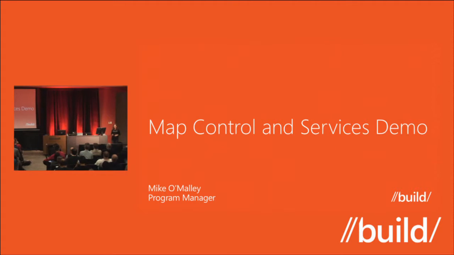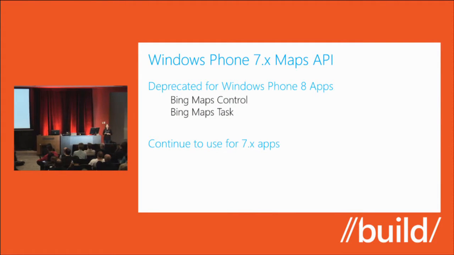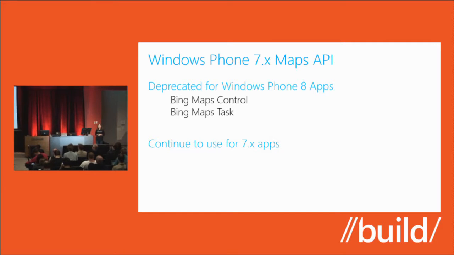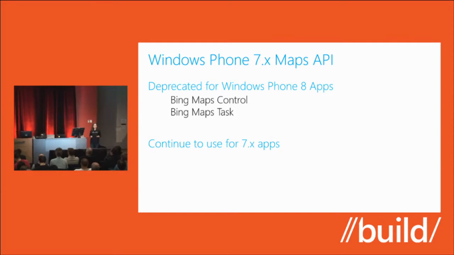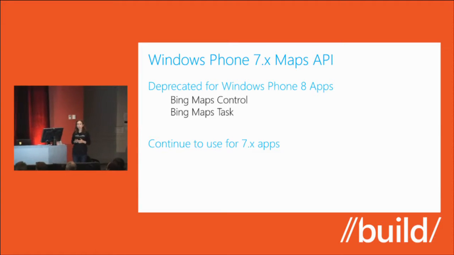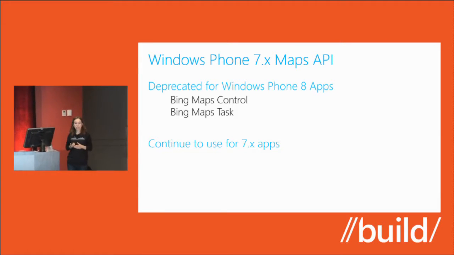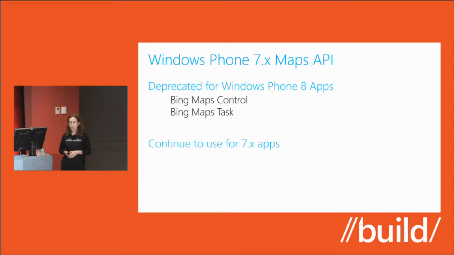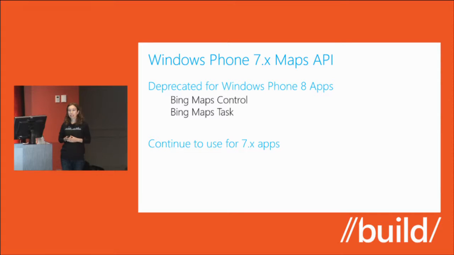All right. So we have a new map control, but we have an existing map control. Which one are we supposed to use? So the Bing map control is still available for 7.x applications, whether existing ones or the ones which are still to be created. But the Bing map control is being deprecated for 8.0 apps.